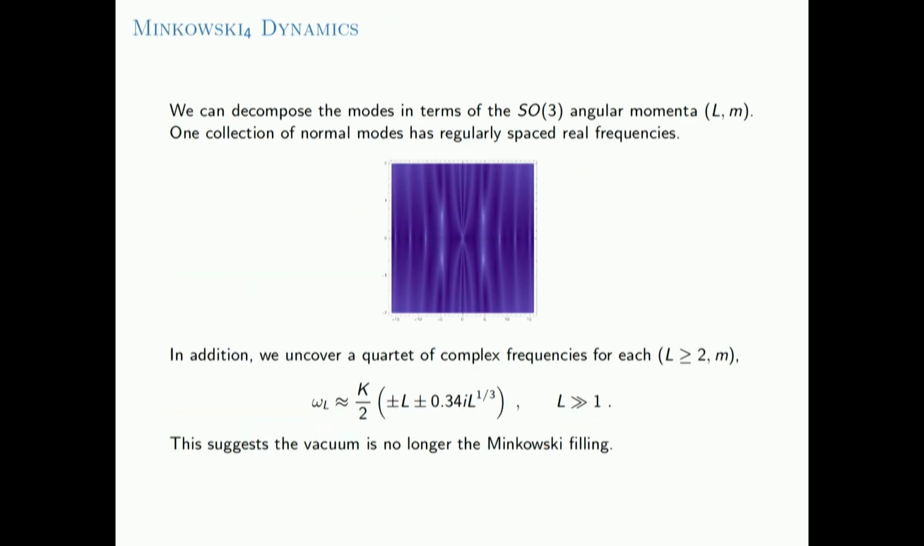So now we can ask, what about the linearized excitations of the gravitational field? What happens? Do they just bounce back? Do they grow? And you can decompose the modes in terms of SO(3) angular momenta, L and M. And if you have a Minkowskian filling, what you find is rather surprising, that actually in addition to the standard box-like normal modes that fill this tube, there's a collection of modes which exhibits complex frequencies.